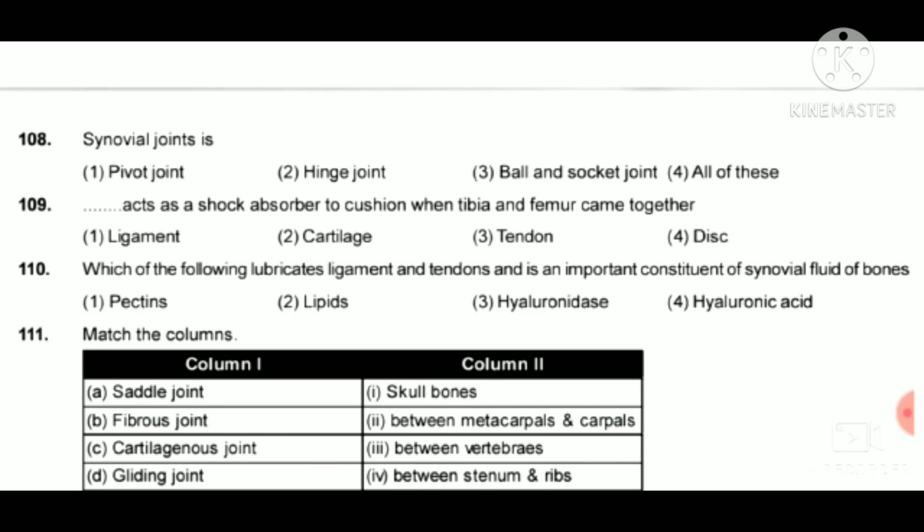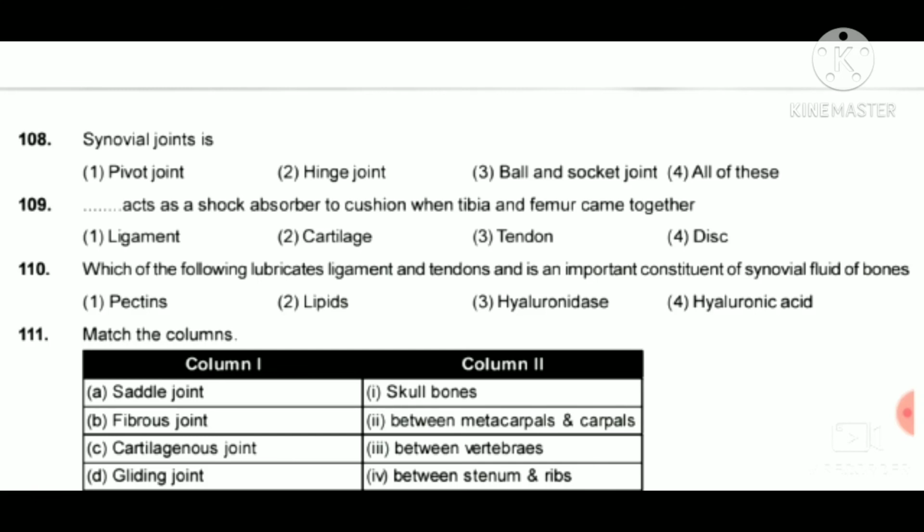Next is question number 109. Dash acts as a shock absorber to cushion when tibia and femur come together. Number 1, ligament, number 2, cartilage, number 3, tendon, number 4, disc. And the answer is option number 3, tendon.